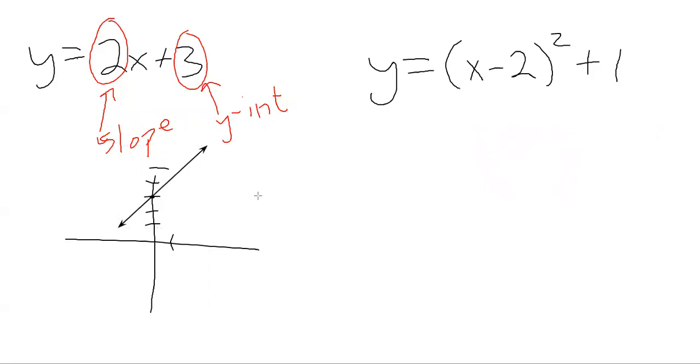So y-intercept is at 3, we can go up 2 to the right 1, and we can continue to do that to find other points. If it was a negative slope, we could go down 2 to the right 1 instead of up 2 to the right 1, and find the graph that way.